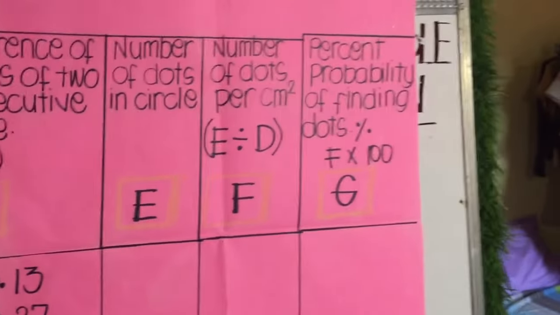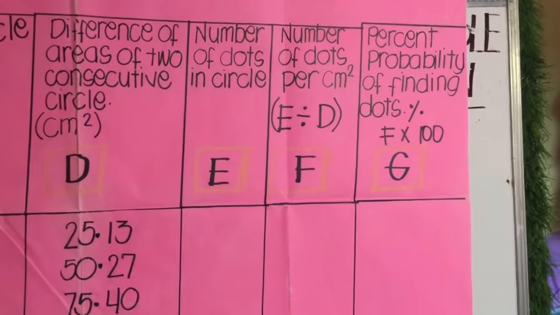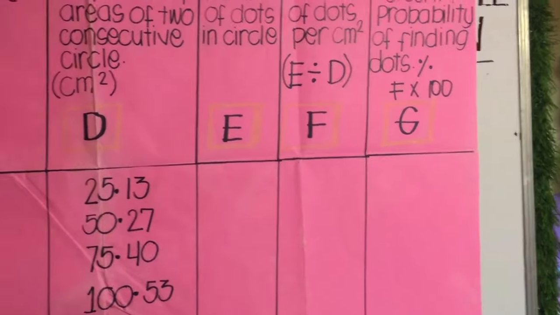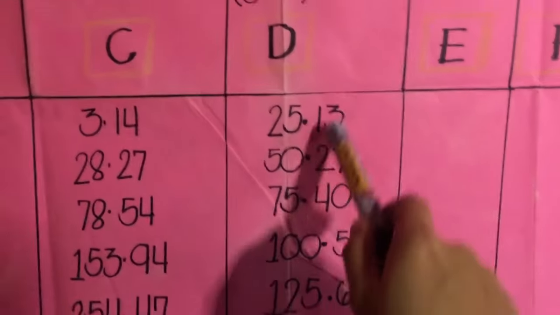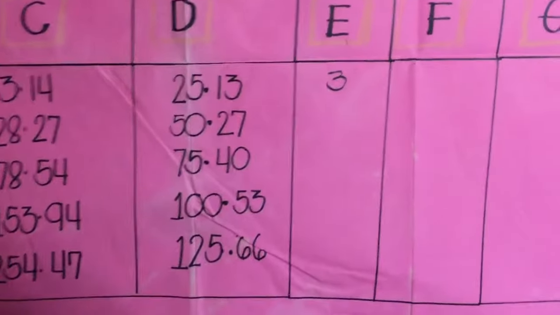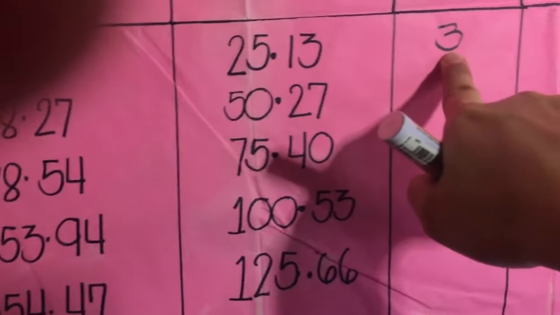Okay? And then, how to solve for letter F. Sa letter F naman, sabi dito, number of dots per centimeter squared is, andyan yung formula, E divided by D. Remember, sa letter D, nakalagay na yung data. So, E, halimbawa, nakuha natin dito, sabi ko kanina, halimbawa ay 3. Lagyan natin ng example, sample lang. Sabi dito, para makuha mo yung F, E daw divided by D. So, ang E natin ay 3, right?